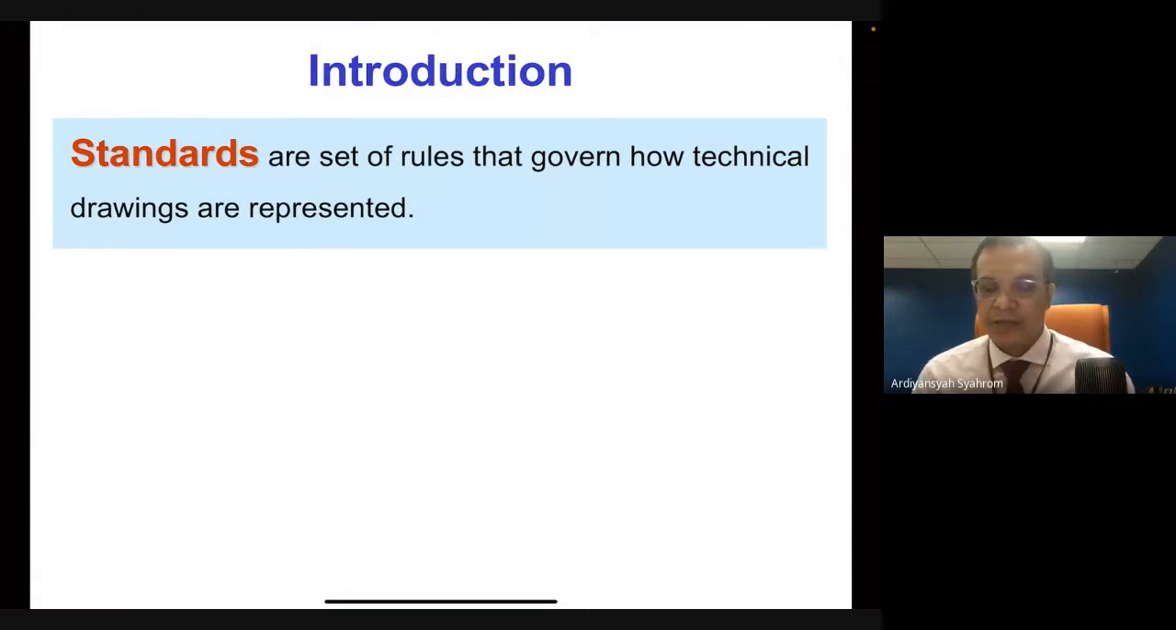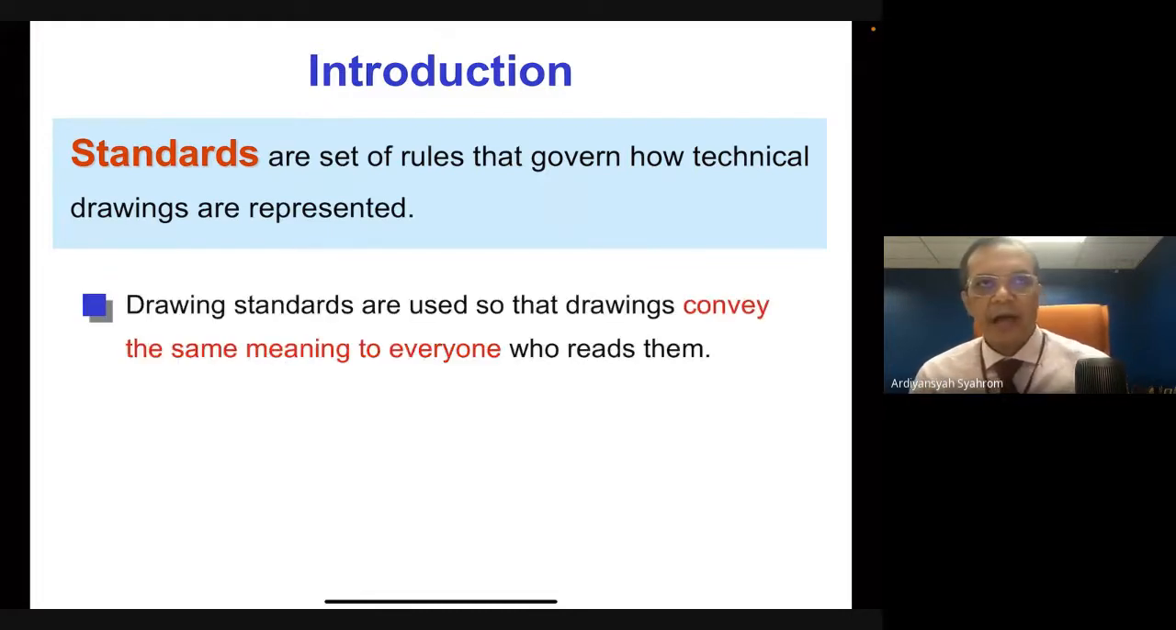Drawing standard, introduction. Standards are a set of rules that govern how technical drawings are represented. Drawing standards are used so that the drawing conveys the same meaning to everyone who reads them. With the standard, we talk with the same language and the same meaning.